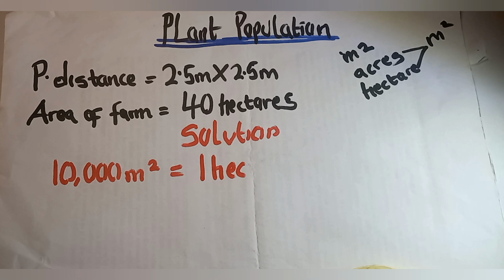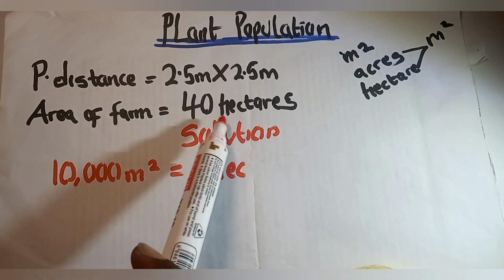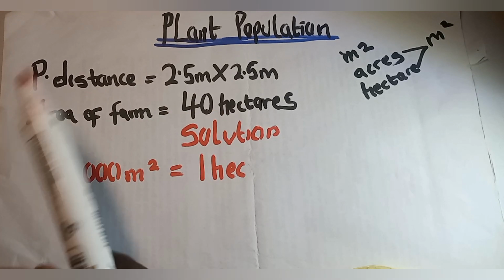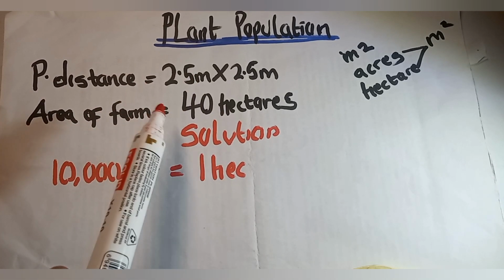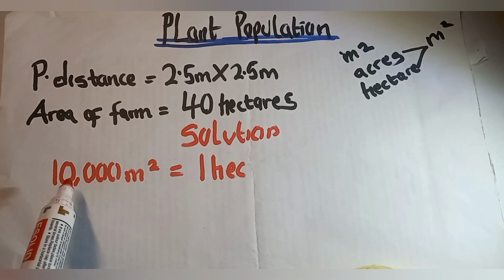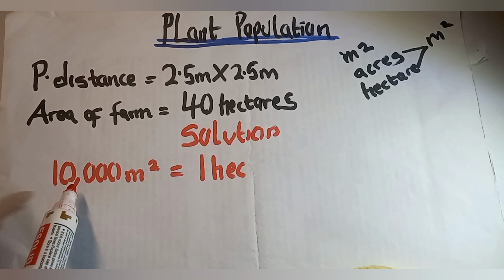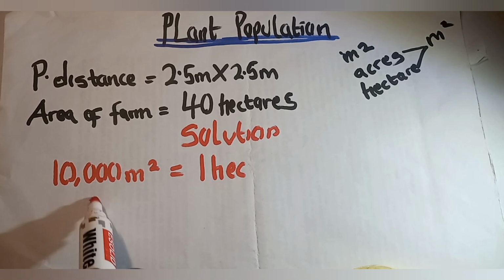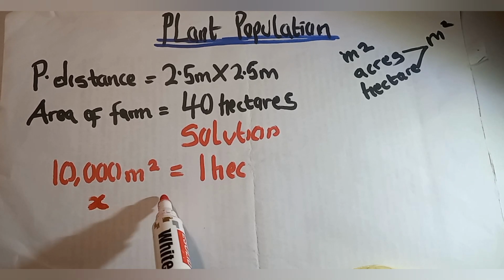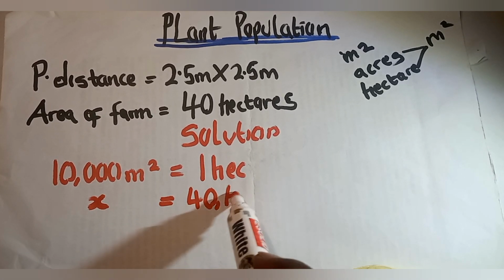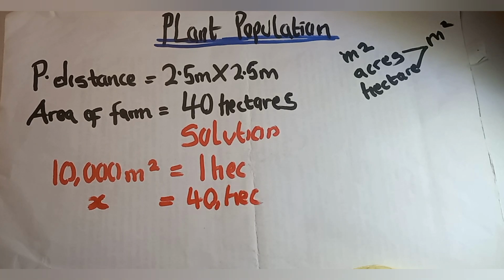So therefore, please take note. Make sure that the unit that you have here matches: if you have kilometer square here, you must make sure that you convert your meter square to kilometer square. I'm having hectares here, and I know from my unit conversion that 10,000 meter square is equal to 1 hectare. So let me use x. x meter square will be equal to 40 hectares.